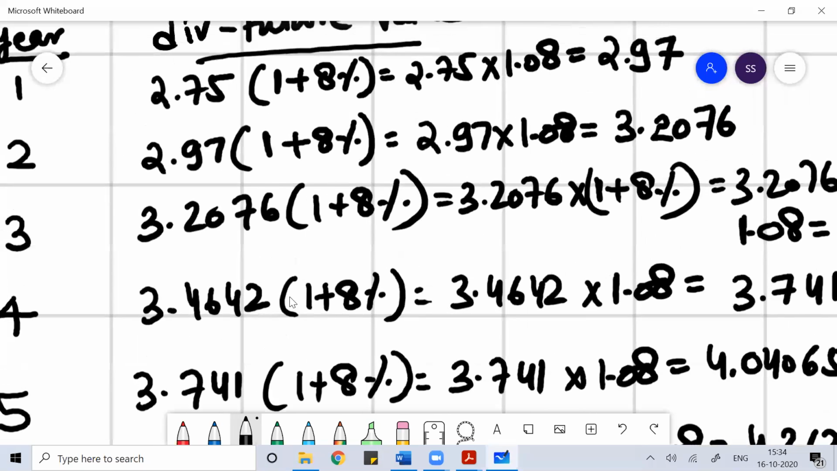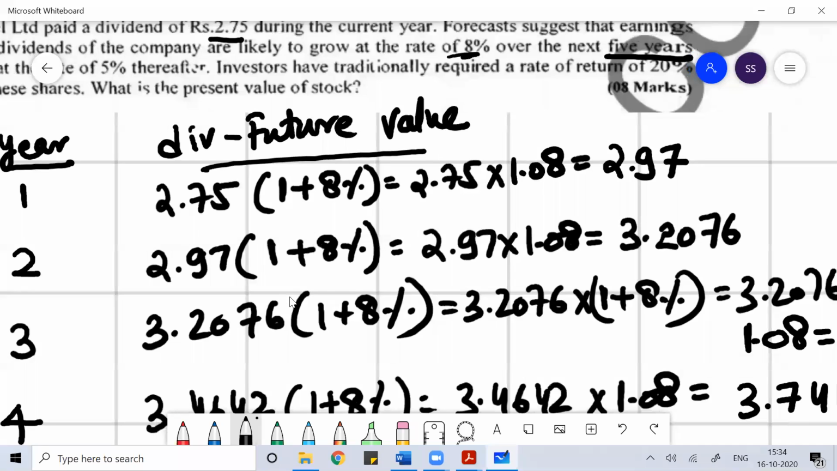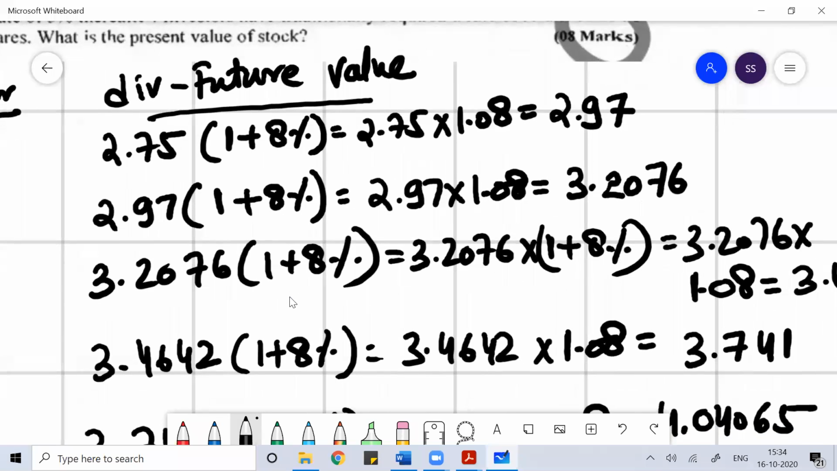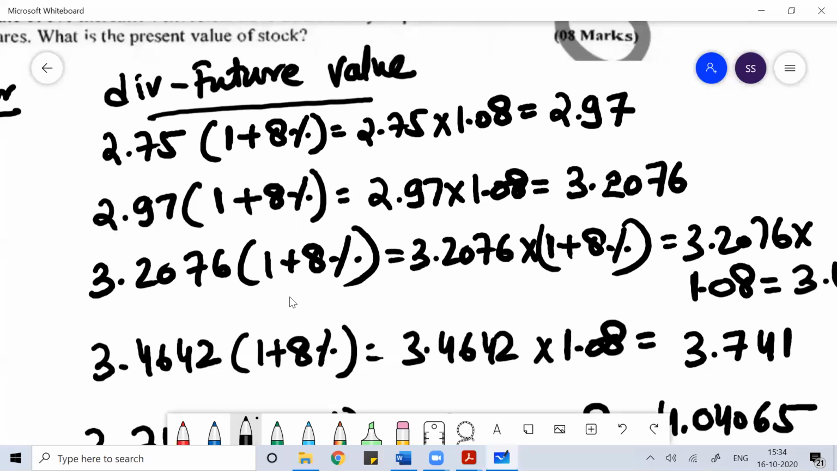So like this, for every year you have to find the future value of dividend. Anyone, any doubt? Clear? Anyone have any doubt?